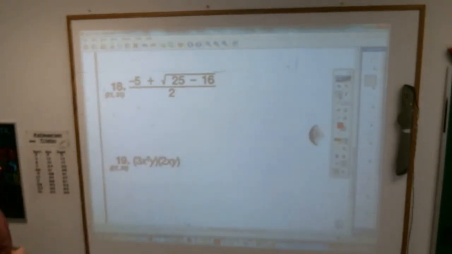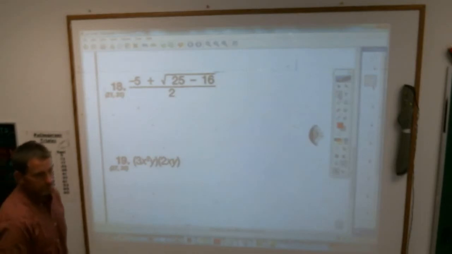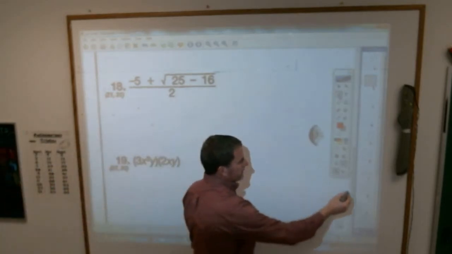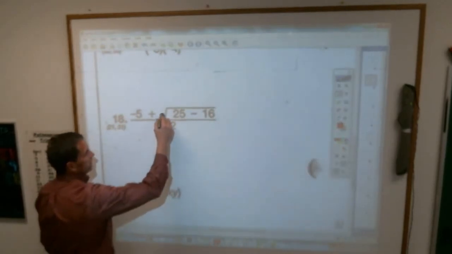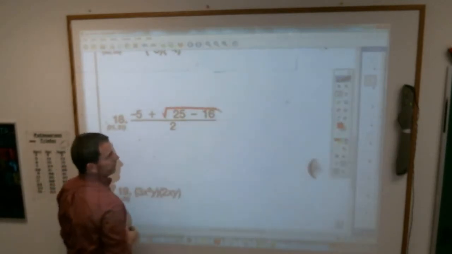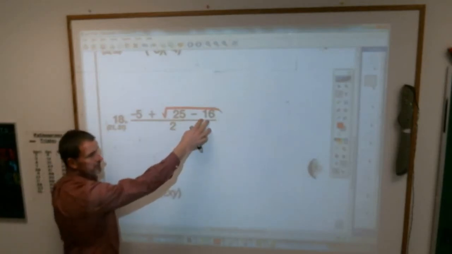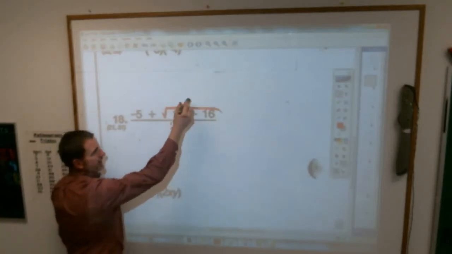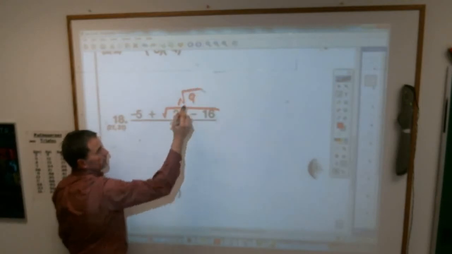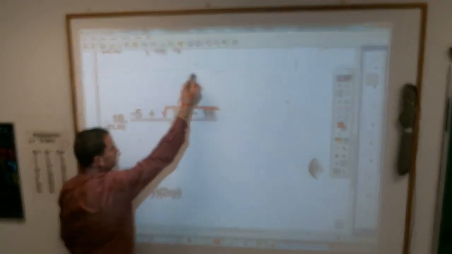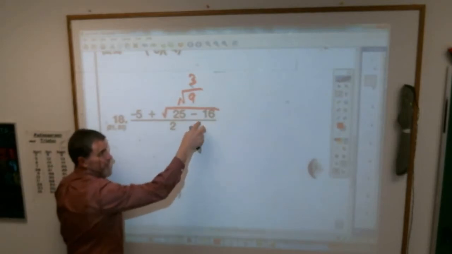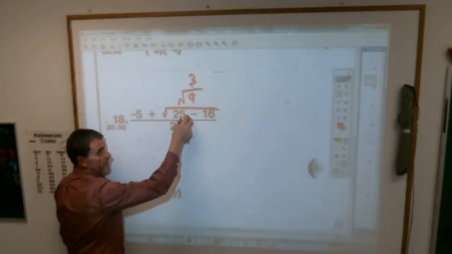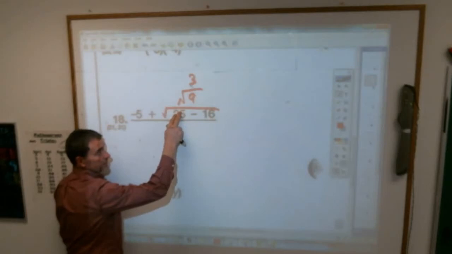-5 plus the square root of 25 minus 16, all over 2. Here's the deal, children. First of all, you've got a couple of different sets of grouping symbols there. The first one being this. You need to simplify this whole thing. What is 25 minus 16? 9. And then the square root of 9 is 3. You are not allowed to take the square root of this and the square root of that and subtract them. You have to do what's under that grouping symbol, combine it before you take its square root.